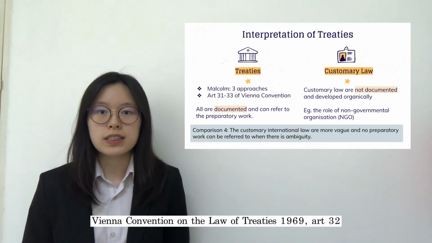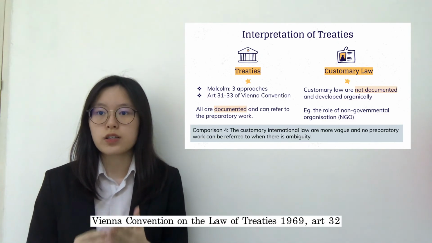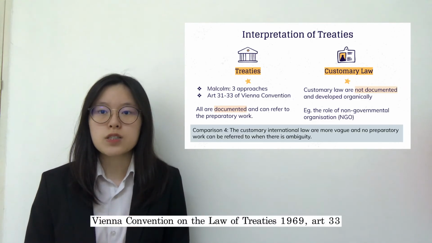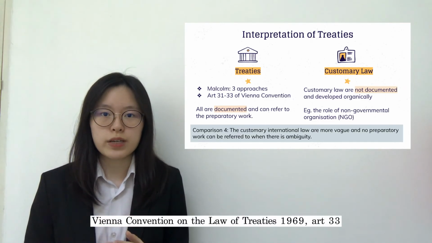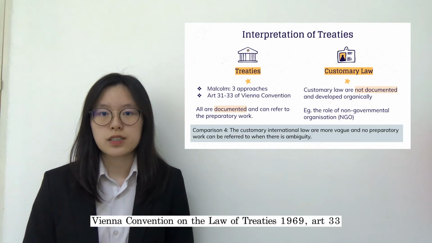Article 32 states that it can refer to the preparatory work if the interpretation according to Article 31 leads to absurdity. In Article 33, the parties may refer to the authenticated language, which best reconciles the text in terms of purpose and objects of the treaties.